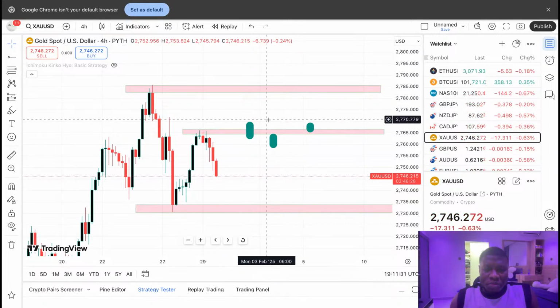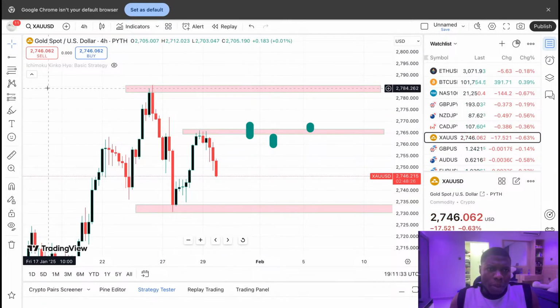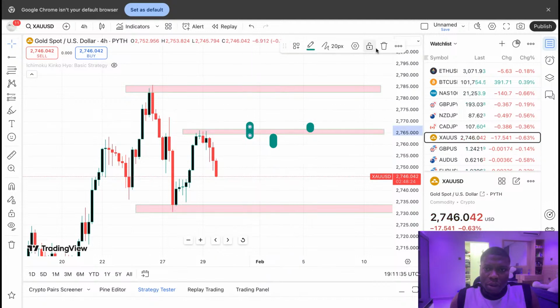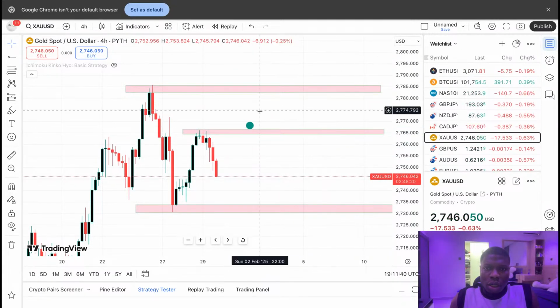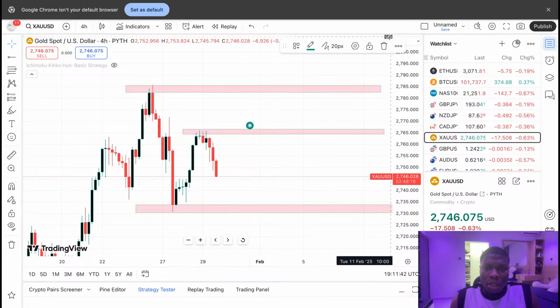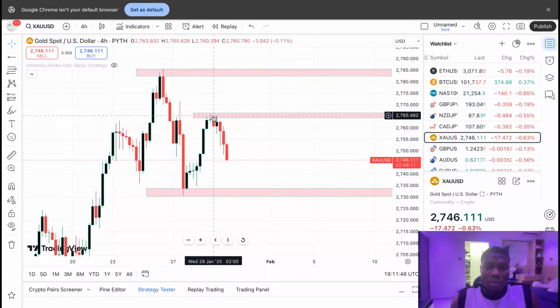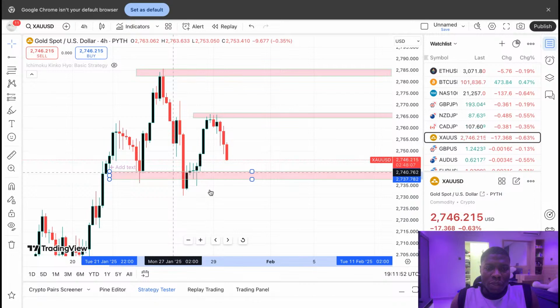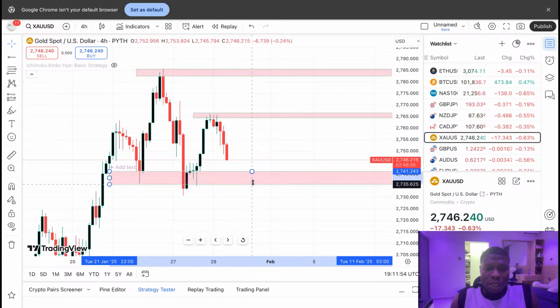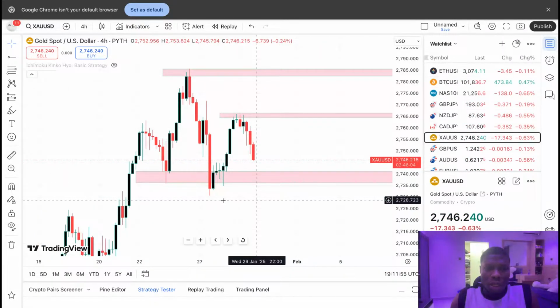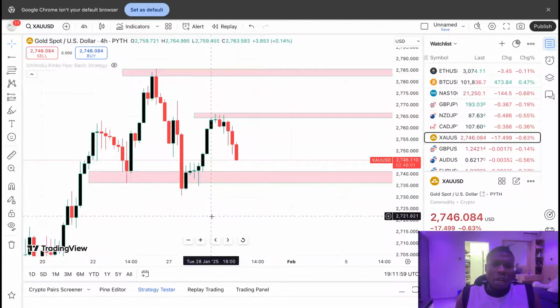Okay, again, having said that, now let's see what happened here. So this was the last swing support that brought out this movement. This was the last support that brought out this movement.